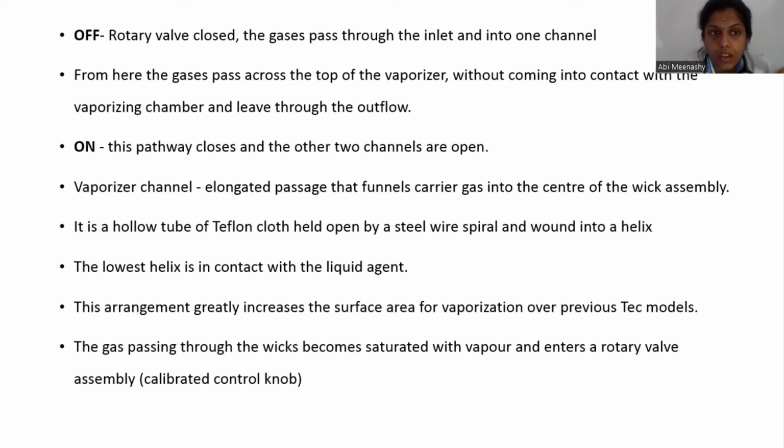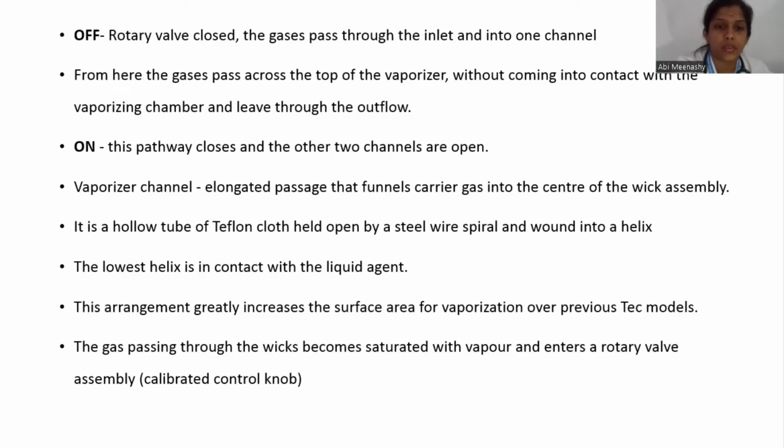When it is open, when you switch on your vaporizer, the pathway opens and 2 channels will open. These 2 channels are your bypass chamber and your vaporizing chamber. In your vaporizing channel, the elongated passage funnels the carrier gas into the center of the wick assembly. It's a hollow tube of Teflon cloth held open by a steel wire spiral that is wound into a helix. The lowest helix is in contact with the liquid agent, that is the base of your vaporizing chamber. This arrangement will greatly increase the surface area for vaporization over the previous Tec models.